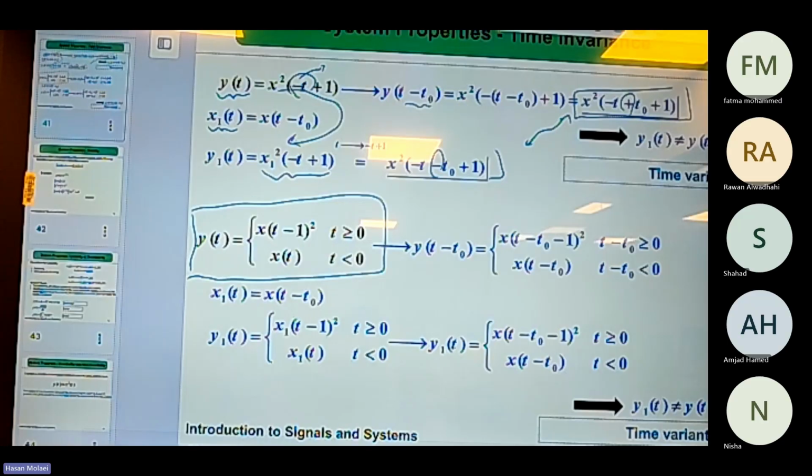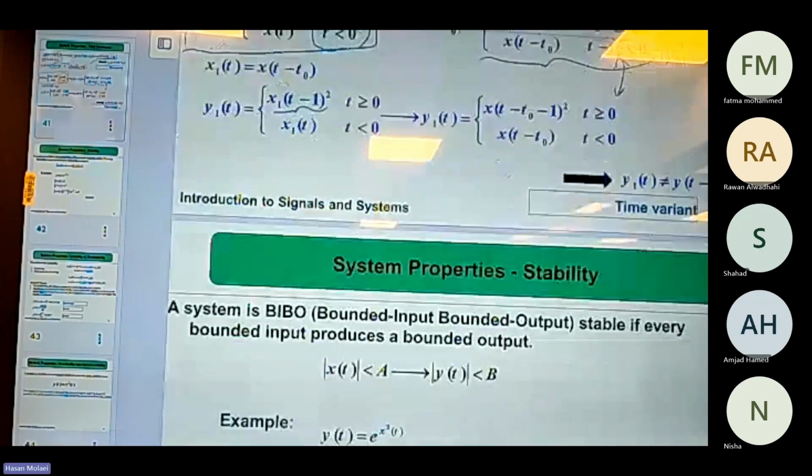It doesn't matter whether T is at the coefficient or at the condition. I have T here, that's outside. Okay, let's see. If I change all T to T minus T0, I will apply x1(t) instead of x(t), and after that I will change T to T1. You see, there is a difference. This condition depends on t, so it would be time varying.